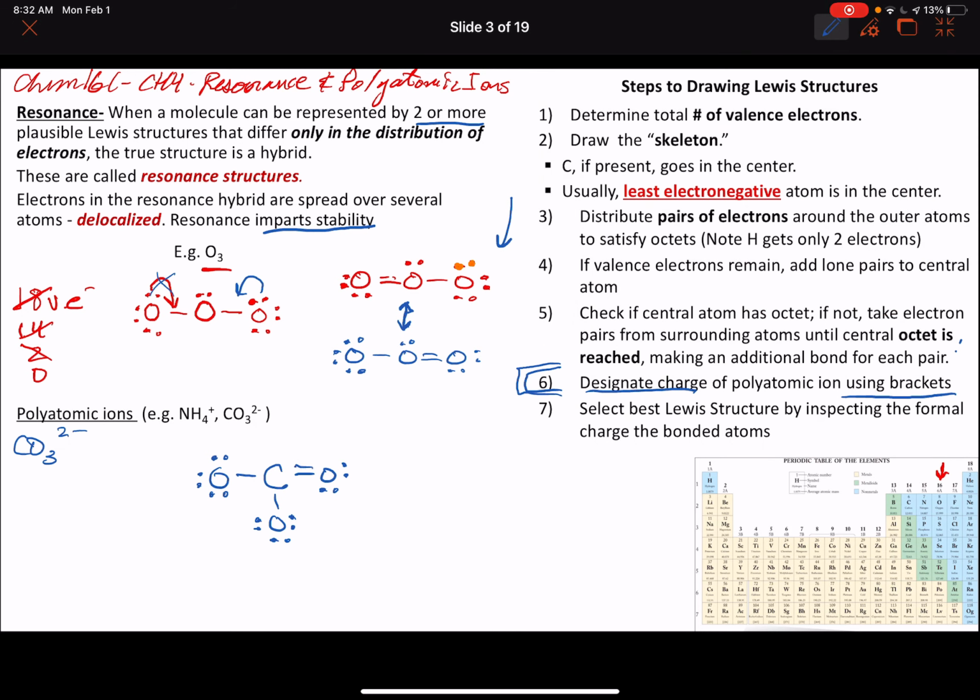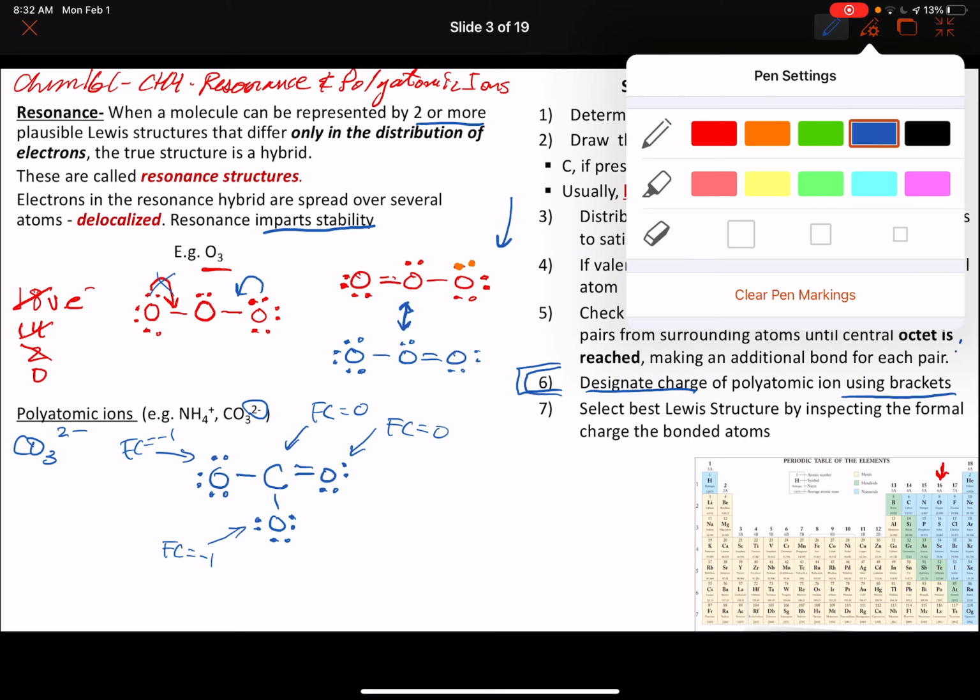We would find that we have a formal charge here of -1, formal charge here of -1, formal charge here of 0, and a formal charge here of 0. No two alike charges are directly neighboring each other, that's okay. We know that the overall structure must be overall 2-, so we have to put our brackets and indicate that charge. And this is a correct Lewis structure.